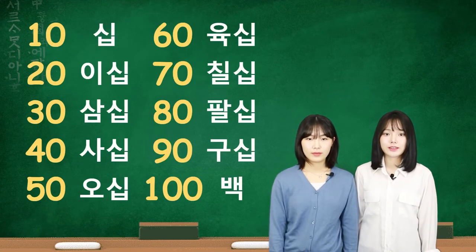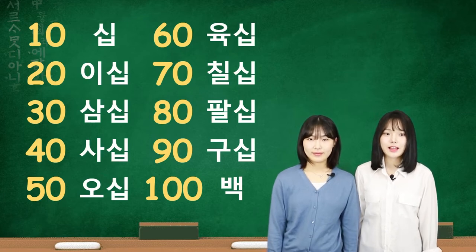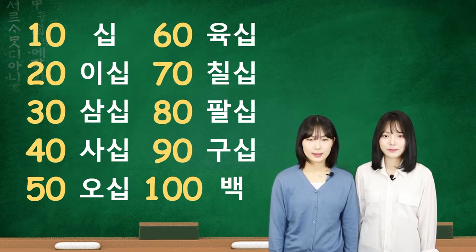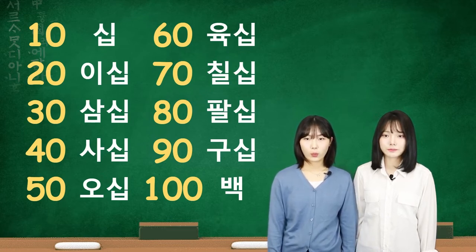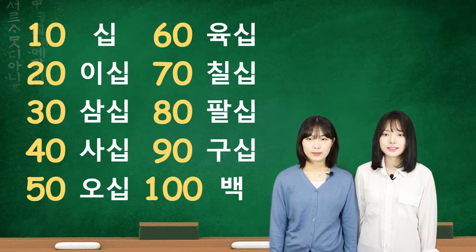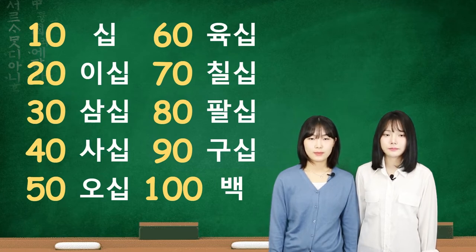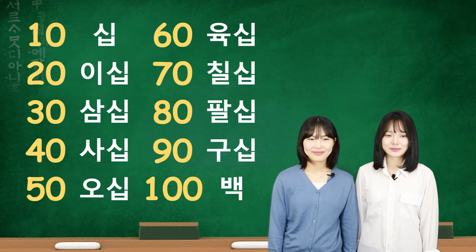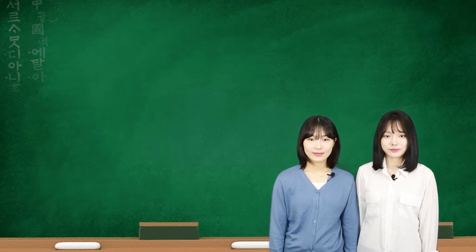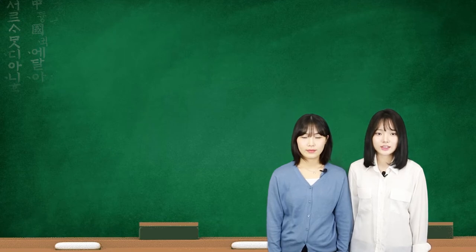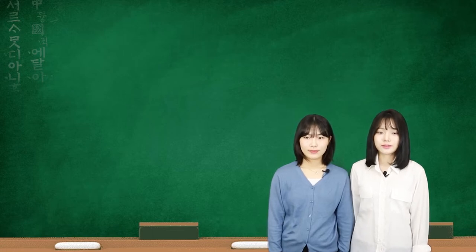Let's read them in order one more time. Please repeat after me. 10, 20, 30, 40, 50, 60, 70, 80, 90, 100. Excellent. Then let's watch a video. Yeah. It's so easy because you learn numbers through song, right? Yes, very good.